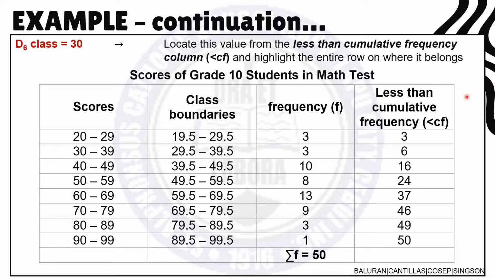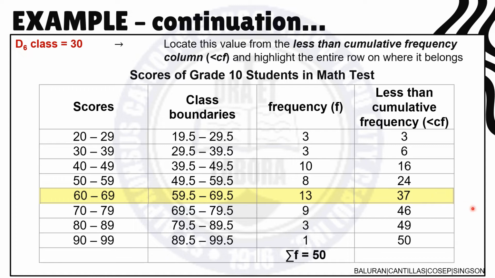So this less than cumulative frequency column here, this would be the students. So we have students 1 to 3 on the first row, then students 4 to 6, followed by students 7 to 16, students 17 to 24, students 25 to 37, students 38 to 46, students 47 to 49, and lastly, student 50. So we have to locate 30. 30 is under 37. So we will be highlighting this entire row.